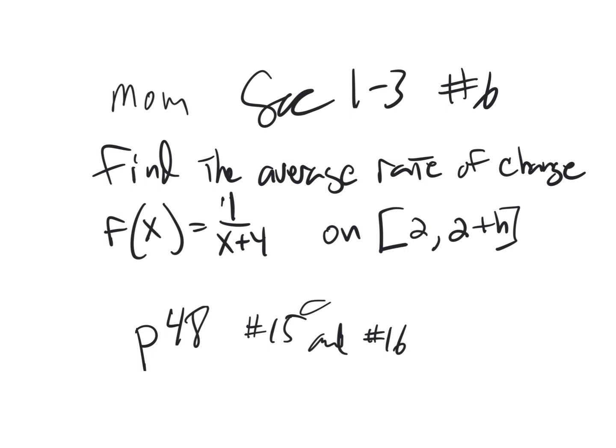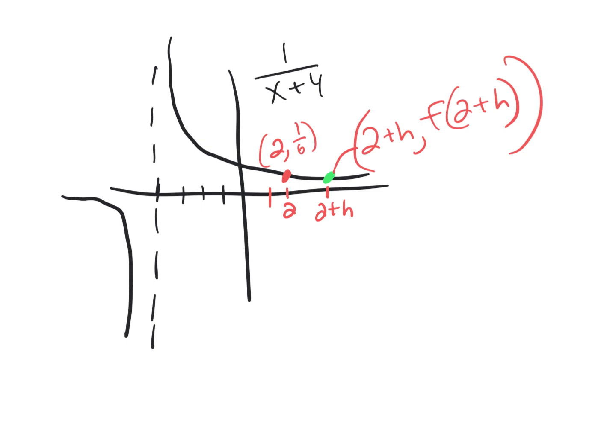problem, okay? So basically what we're doing here is we've got this function and we want to find the average rate of change, and it's not on a fixed interval because it's plus h, right? So let's go take a look at what that means graphically. So here's the graph of 1 over x plus 4. You'll learn about this definitely in section 4. We talk about transforming these toolkit functions.